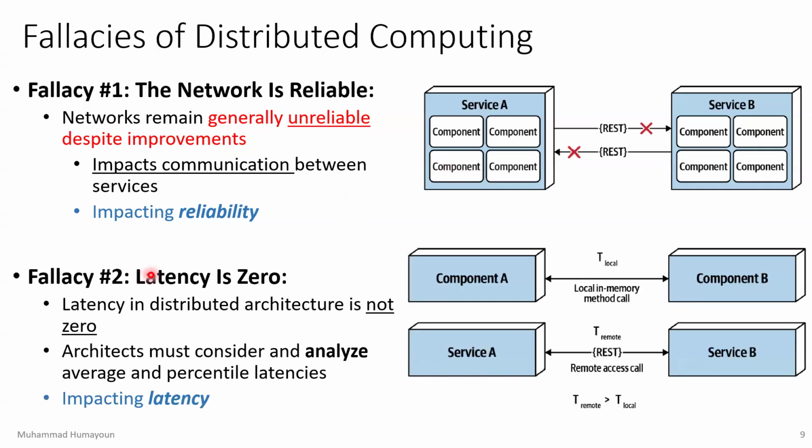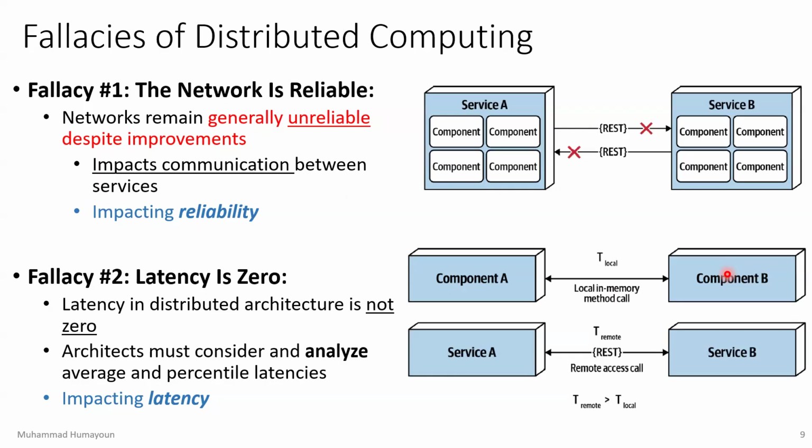The second one is latency is zero. No, it is not true. Imagine you have component A and component B on the same machine. So the time that it takes is local. A local in-memory method call is much, much faster and will happen instantly. You put them into one application within your Eclipse or within your Visual Studio. You just make an API call and it is fine because it's happening within the local memory of your computer.